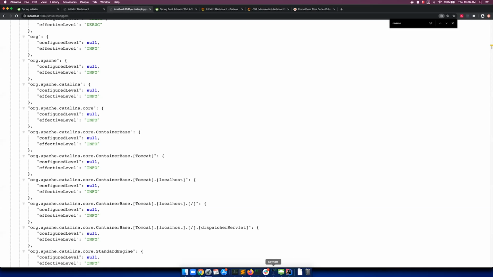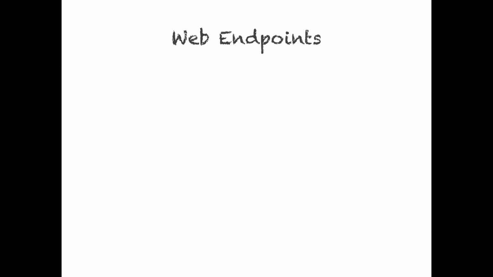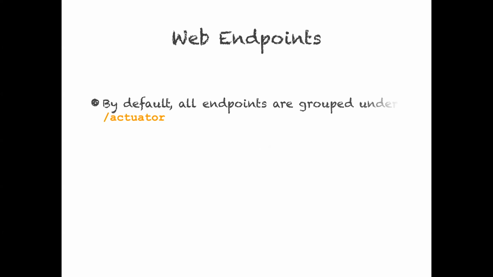Moving on. This is just a quick recap of the web endpoints that we covered briefly. By default, when you add the Spring Boot Actuator dependency to your application, all the web endpoints are grouped under the /actuator base path. This is done so that they don't clash with any of the other paths that you might have configured in your application. You can change it if you want by setting a property, but this is the default.